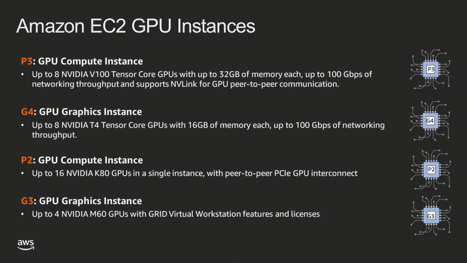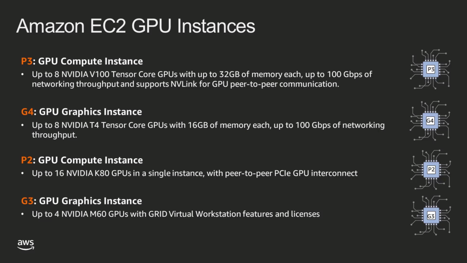The G4 instances are used for graphic intensive applications like remote graphics workstation, video transcoding, and game streaming, and are also used today in production for many machine learning inference applications. G4 offers up to 8 NVIDIA T4 Tensor Core GPUs with 16 gigabytes of memory each and up to 100 gigabits per second of networking throughput.